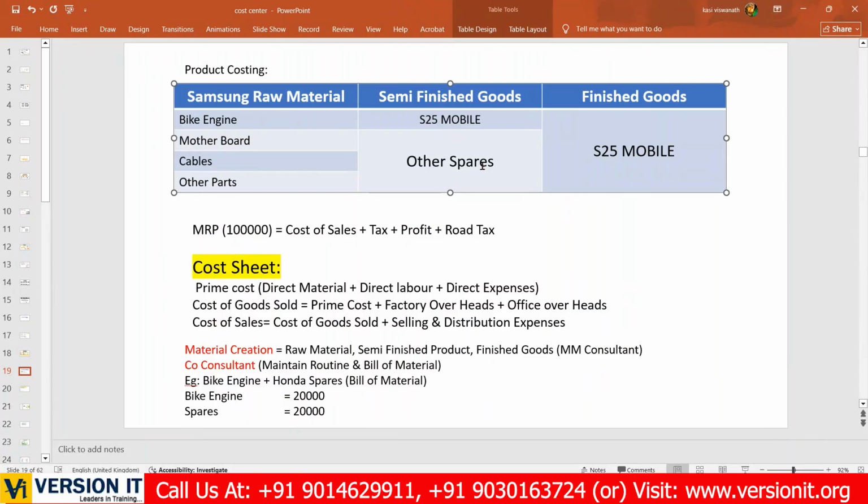Now let me conclude raw materials. What are the raw materials for mobile? Motherboard, panel with battery.